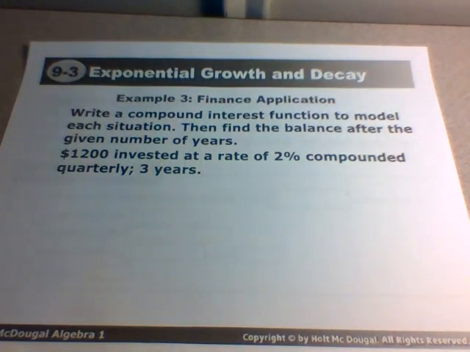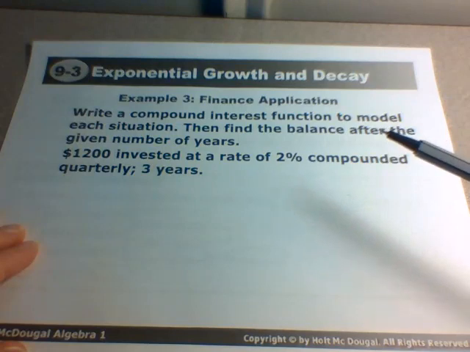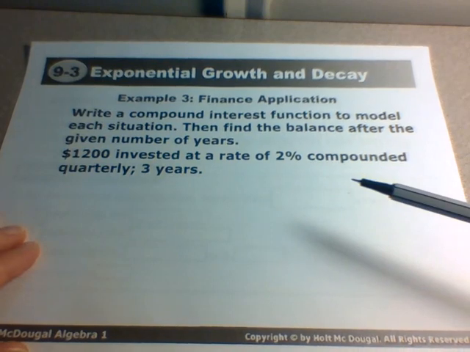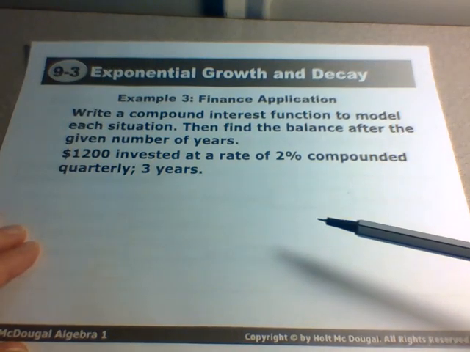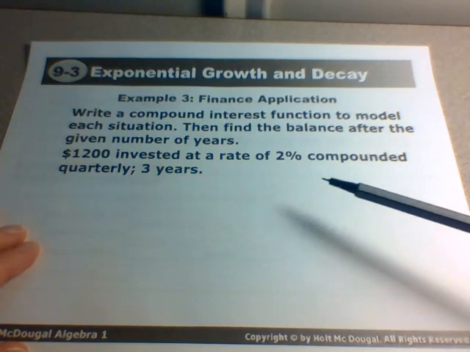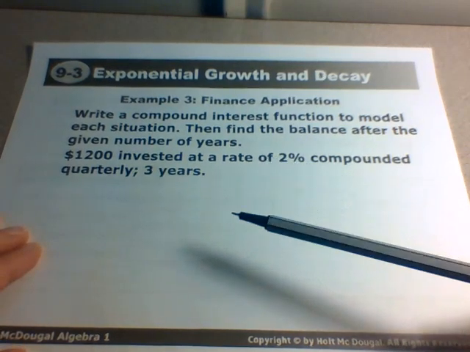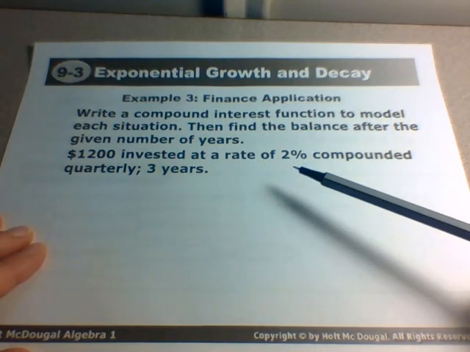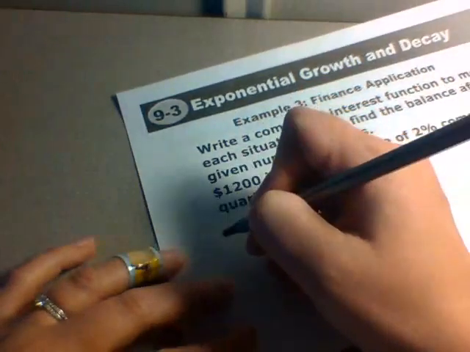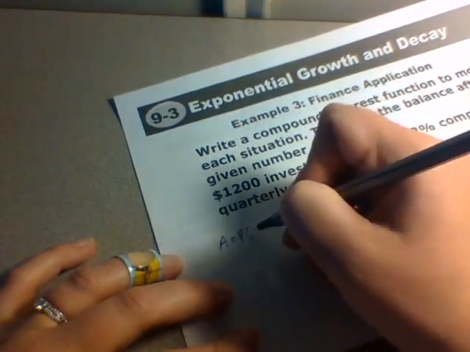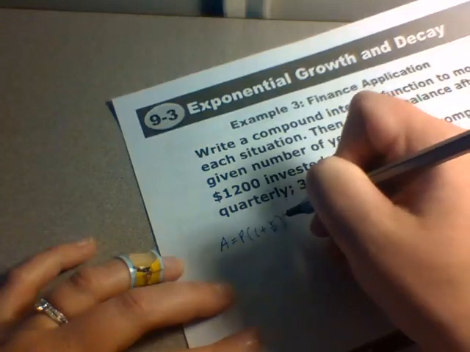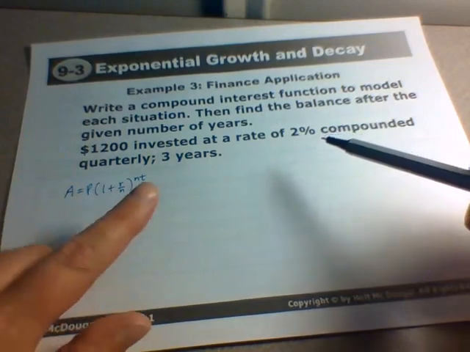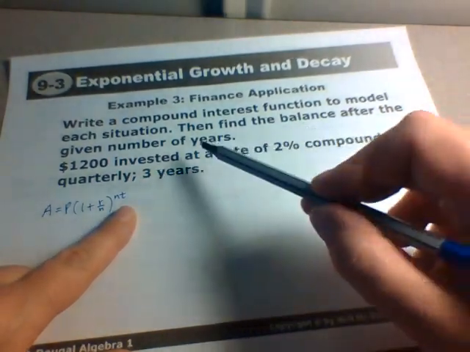So taking a look at our first example, we're writing a compound interest function to model each situation. Just as we did in the other examples, we want a function that has the variables in it, and then we can plug in some of the pieces. The first thing they give us here is that there's $1,200 invested at a rate of 2% compounded quarterly. So remember that our formula is P times 1 plus R over N to the NT. The A we don't know, that's kind of like our Y value. The T we don't know, except that we're going to find it after T years.